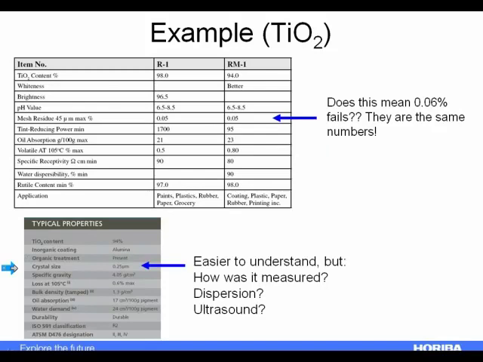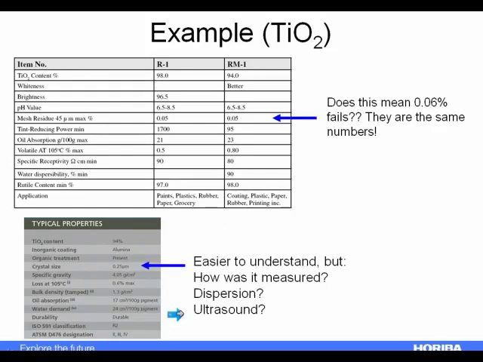Here's another specification I found for titanium dioxide where they just said the crystal size is 0.25 microns. And that's pretty basic, but is that measured on a microscope? Was it light scattering? Is it a volume distribution? Did you hit it with ultrasound for 5 hours before you measured it?